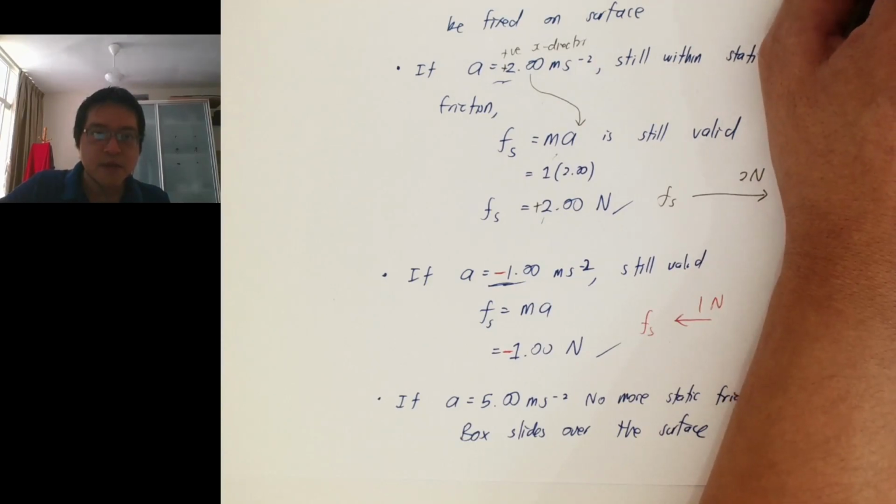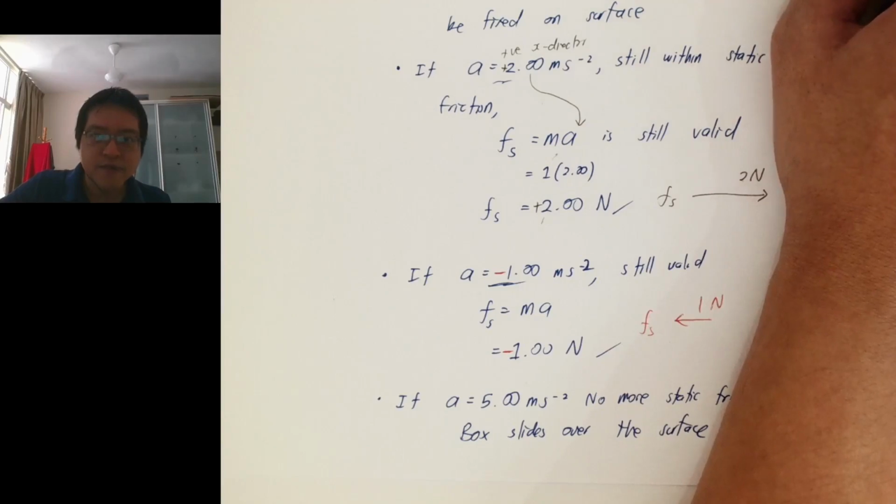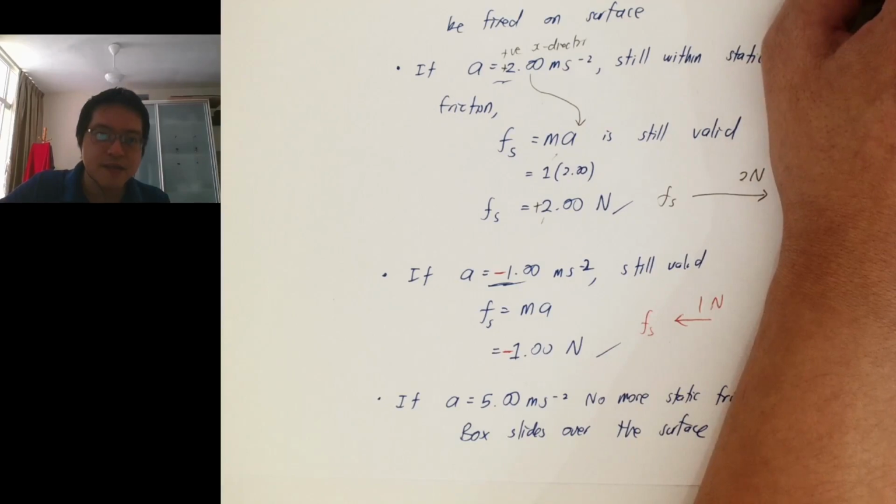So we have talked about friction, then we have only two more things in chapter 2: the resistive force, drag force, and then the centripetal force. But those are relatively easy compared to friction, I feel.